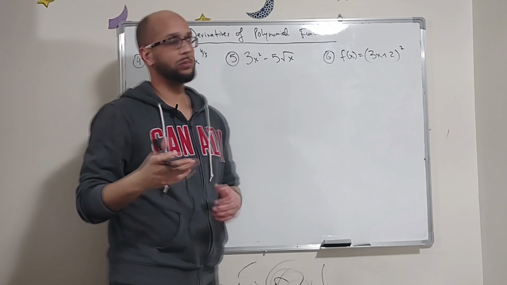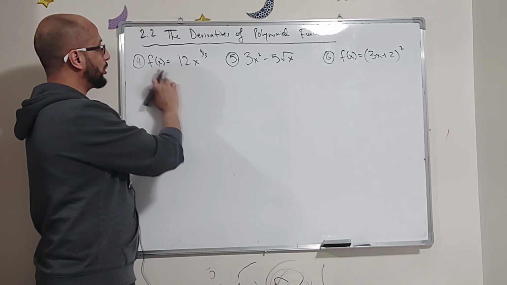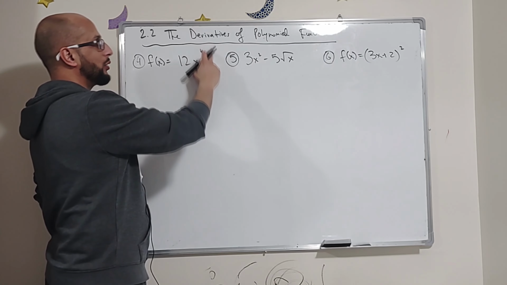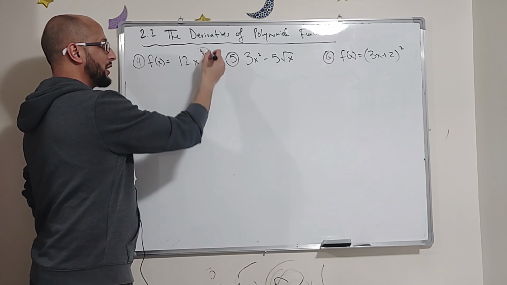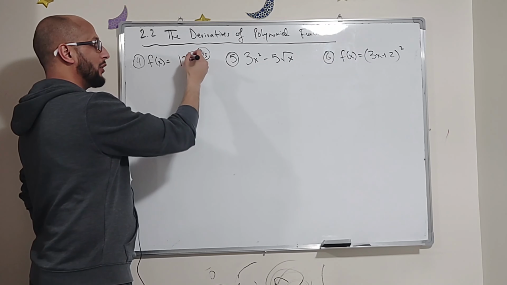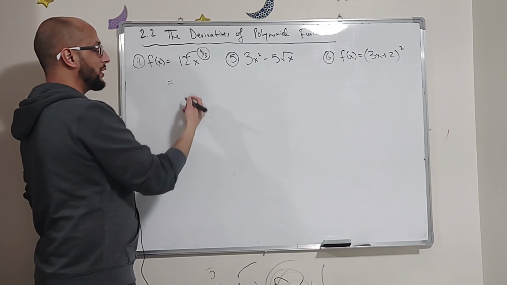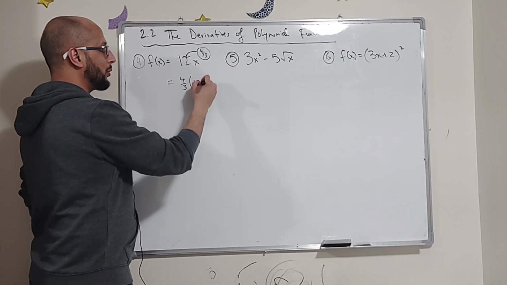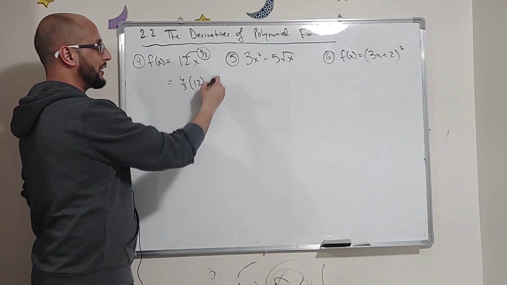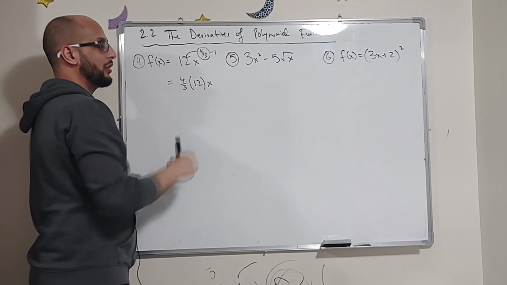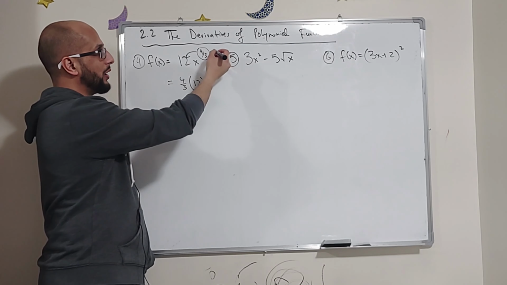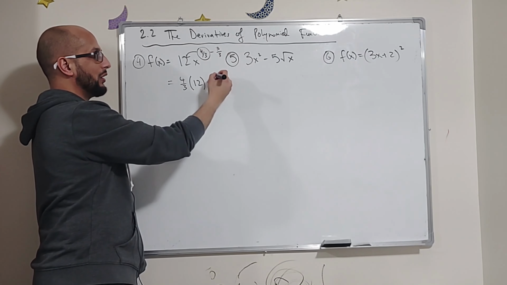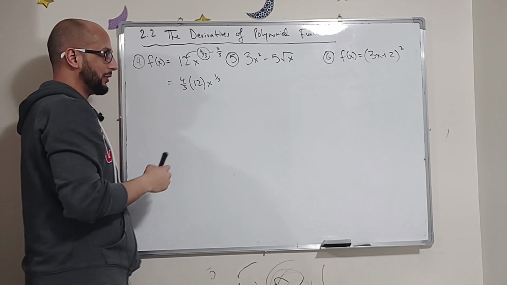Let's look at a few more examples. Applying the same rule to f(x) = 12x^(4/3). Once again, the exponent comes down and is multiplied with the coefficient. So it becomes 4/3 multiplied by 12, and then x, and then we subtract 1. So 4/3 minus 1 turns into 4/3 minus 3/3, which is 1/3.